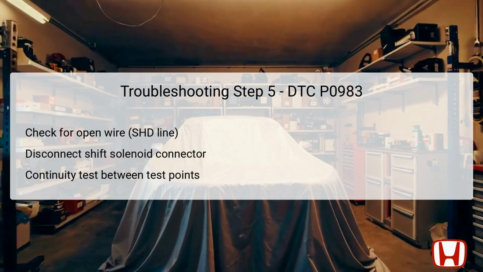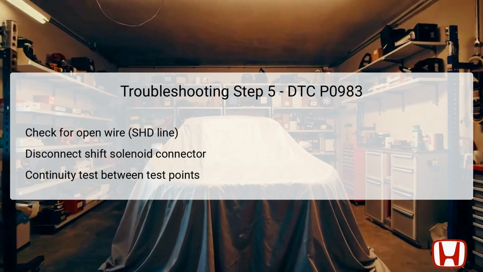Start by disconnecting the shift solenoid wire harness 8-pin connector, ensuring the ignition is still in lock position. This step is crucial as it eliminates the possibility of any complications from the solenoid itself. Use the multimeter to check for continuity between specific test points as defined in the test circuit.